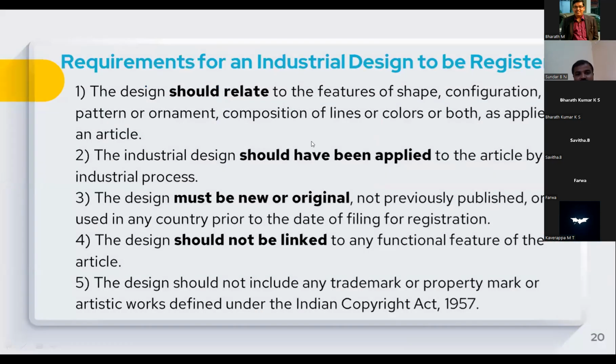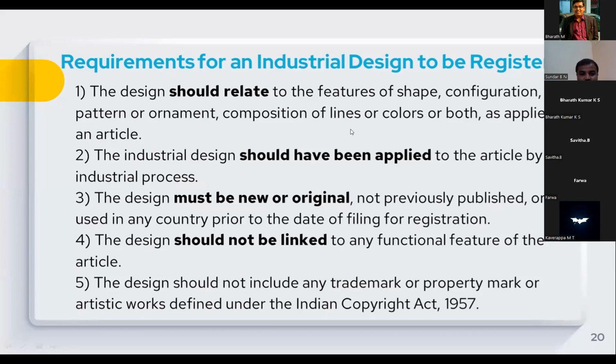Okay, now let us see what the requirements of industrial design are. These are the requirements for an industrial design to be registered. Unless you meet all these requirements, your industrial design won't be registered. Firstly, the design should relate to features of shape, configuration, pattern, or ornament, composition of lines or colors, or both, as applied to an article. So it should be related to these things, first of all.